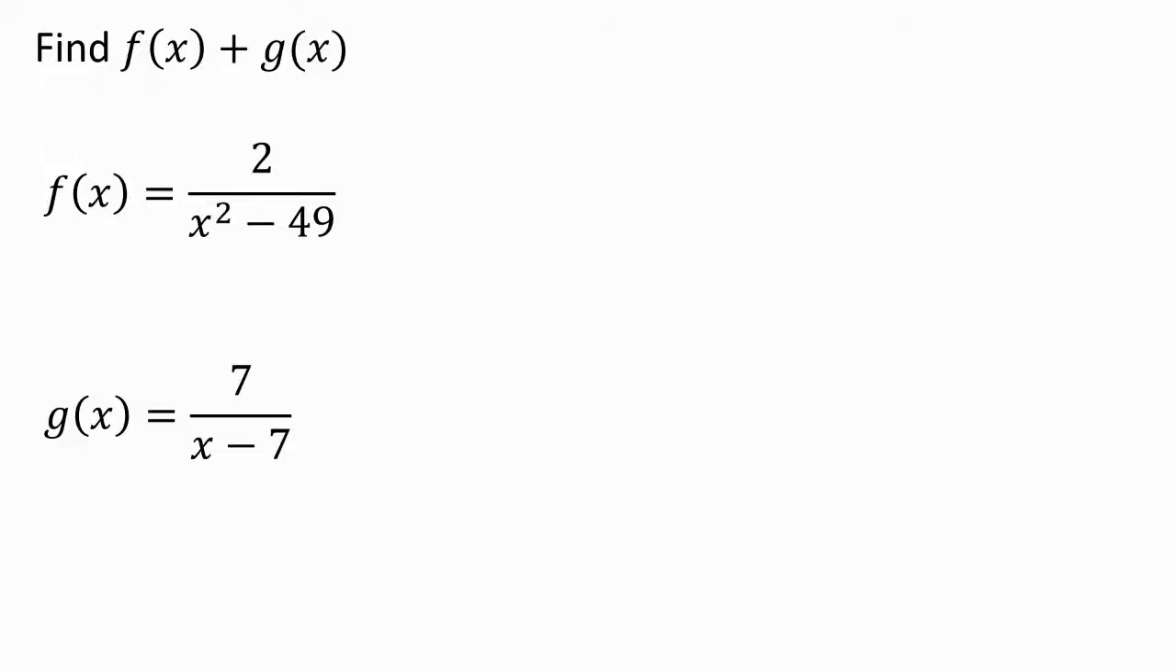Right, here is another problem. And as you can tell, we are going to be adding these things together. So hopefully you realize in order to add these things, they have to have a common denominator. Well, this one has a denominator of x minus 7. This one has an x squared minus 49. So we must factor this bottom first.